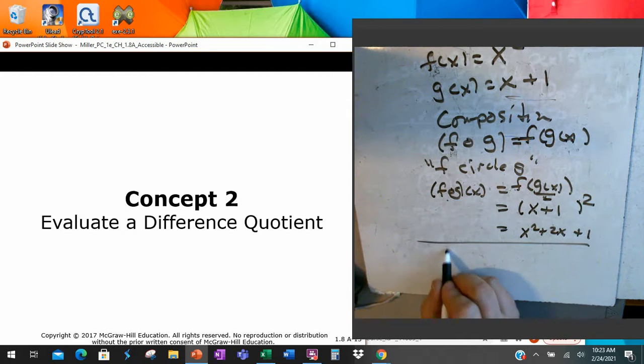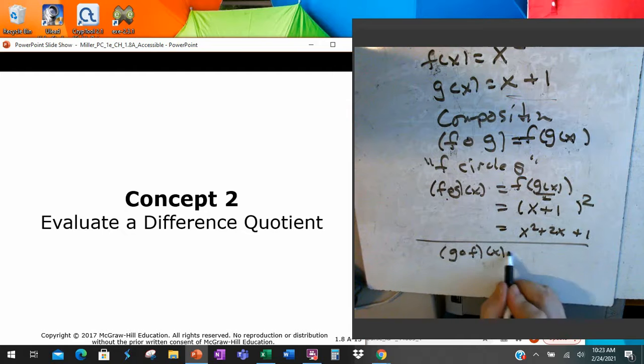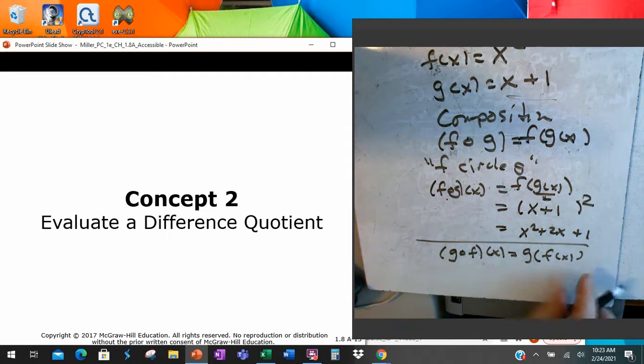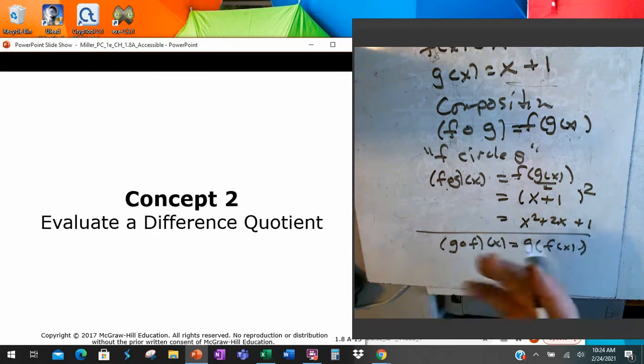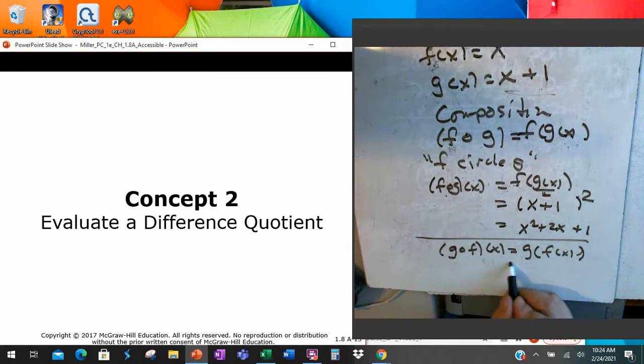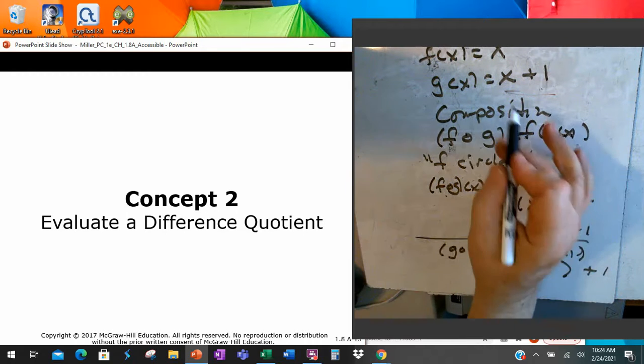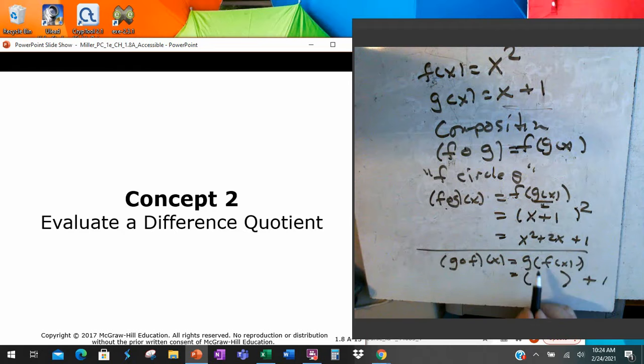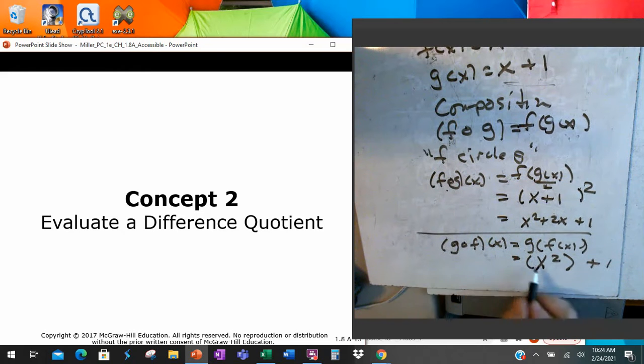Now, if I did this one, form g circle f of x, here g is on the outside, so here's my regular g of x, put the stuff of f of x in there. So both of these things are not the same. Here, g is on the outside, so this is my x plus 1, and now I'm putting my f stuff on the inside of my parentheses. There's x. So this thing is equal to x squared plus 1. Okay, so that's the basics of composition.